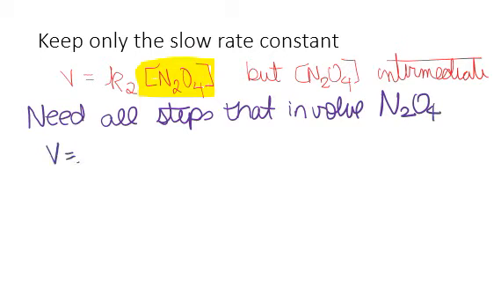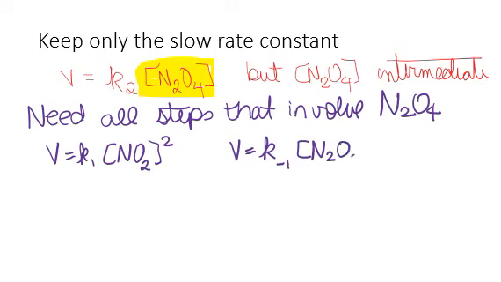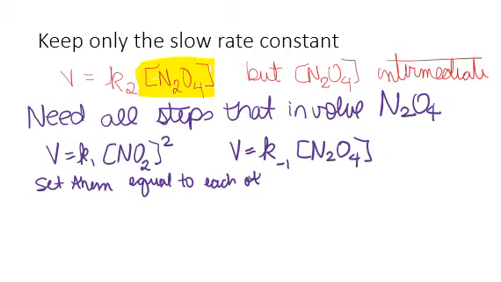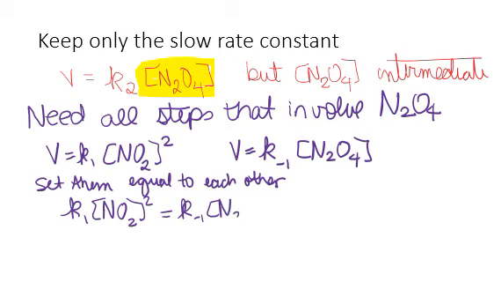But just like our previous example, our N2O4 is not in our balanced equation, so we need to set up a new set of expressions that will involve our concentration of N2O4. So we see the first reaction, the equilibrium reaction, has K1 times NO2 squared, and the other one is K minus 1 times N2O4. These two expressions can be set equal to each other, and now we have the ability to solve for our concentration of N2O4.